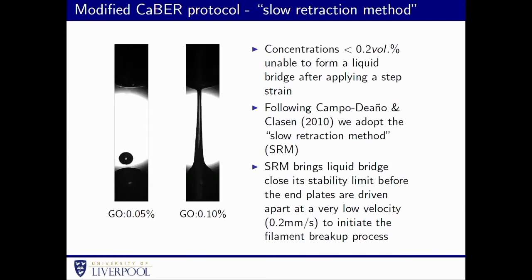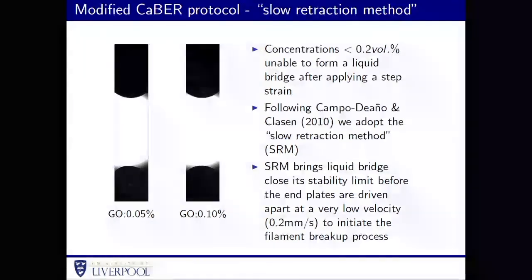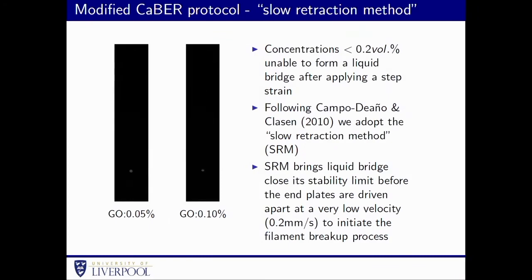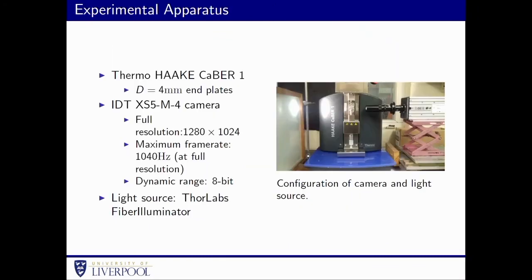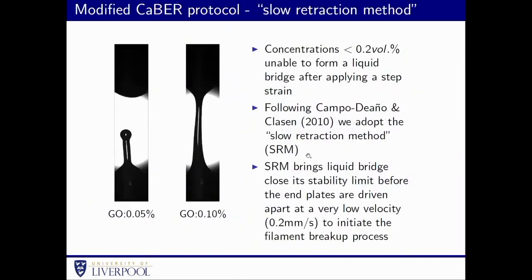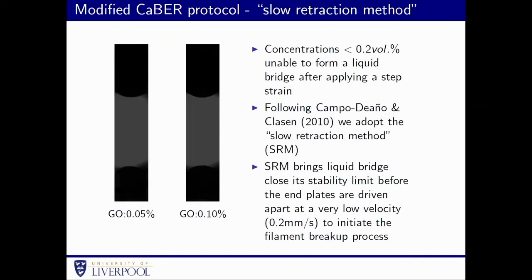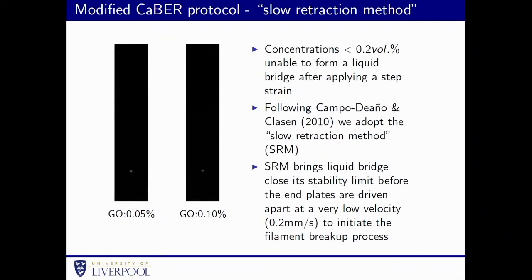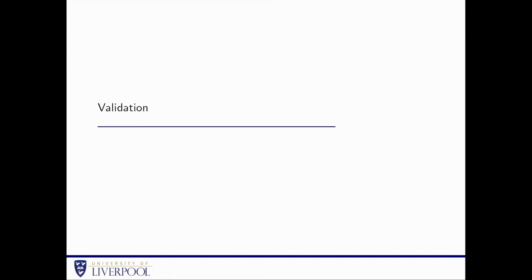So standard CaBER protocol, typically you apply a step strain, but at these low volume concentrations of GO, we weren't able to form filaments. So you can see that basically the filament breaks before the cessation of the movement of the top piston. So we went for what is called the slow retraction method, which was outlined by Campo-Deaño and Clasen. So essentially here, we load the sample and then manually move the end plates apart very slowly so that the sample is at the edge of its static stability limit. Then we apply a very low velocity to initiate the breakup process. So that was our protocol.